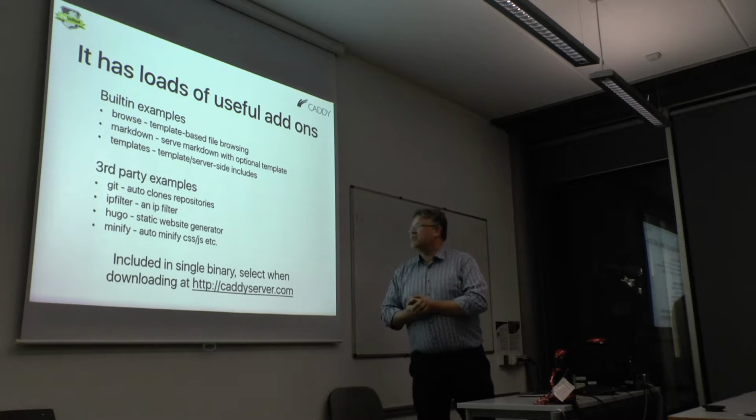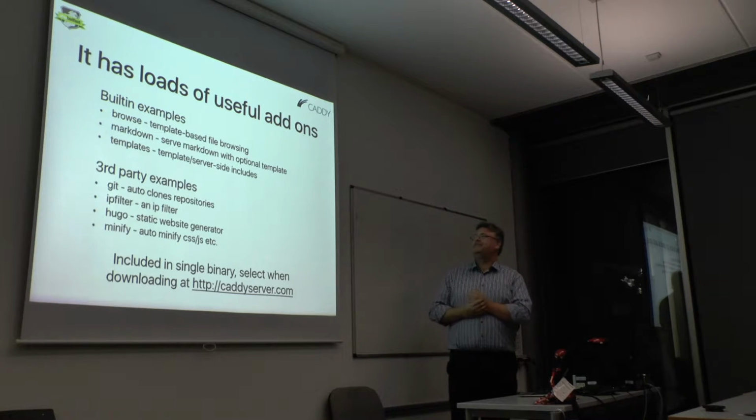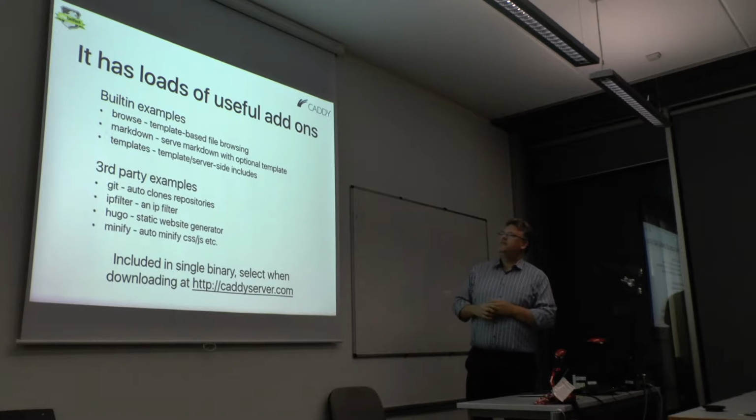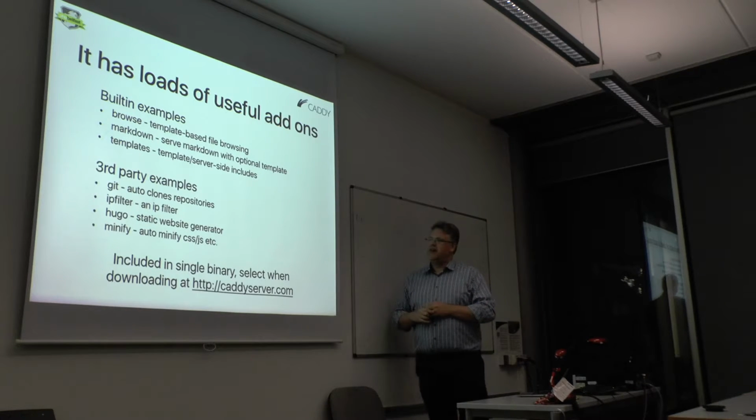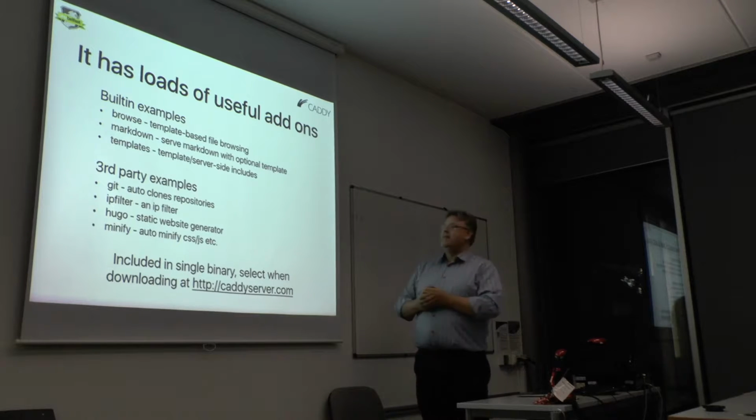Markdown built in, serves Markdown files. I'll maybe show you that later. And again, you can optionally templatize that, so just convert your Markdown to HTML. All super easy to configure. Some third-party examples: Git will auto-clone a repository. I'll show you a demo of that later. IP filter is an IP filter.